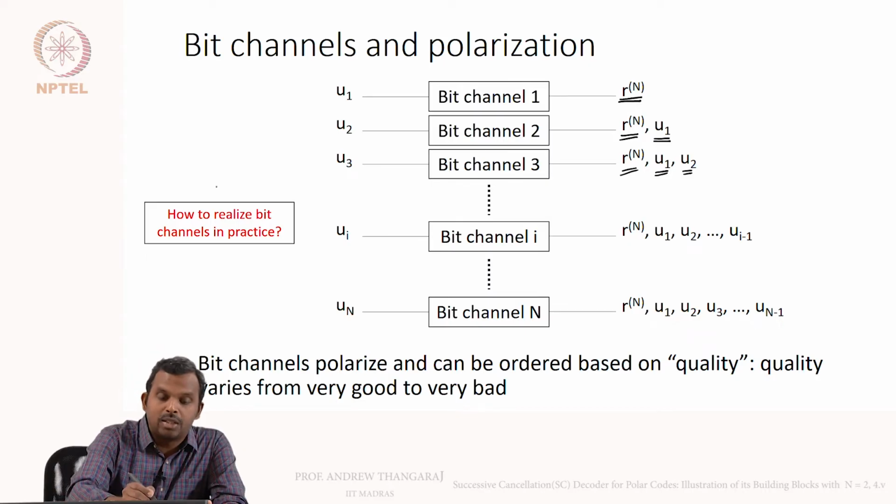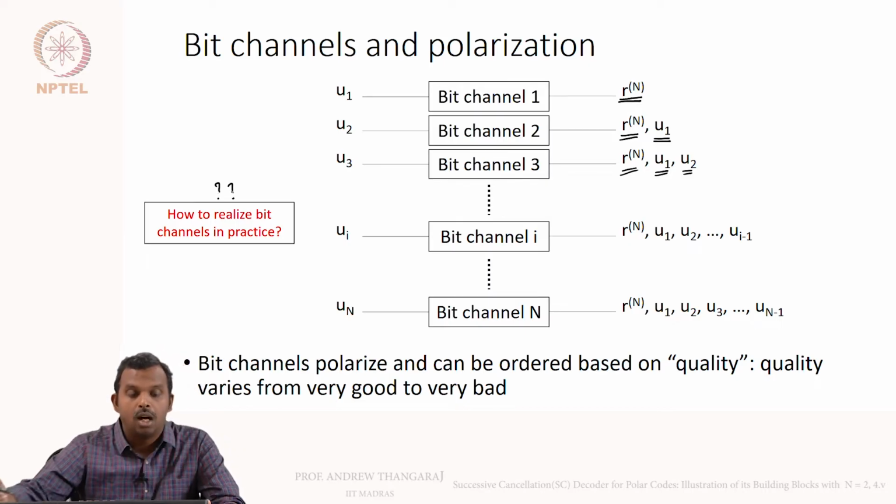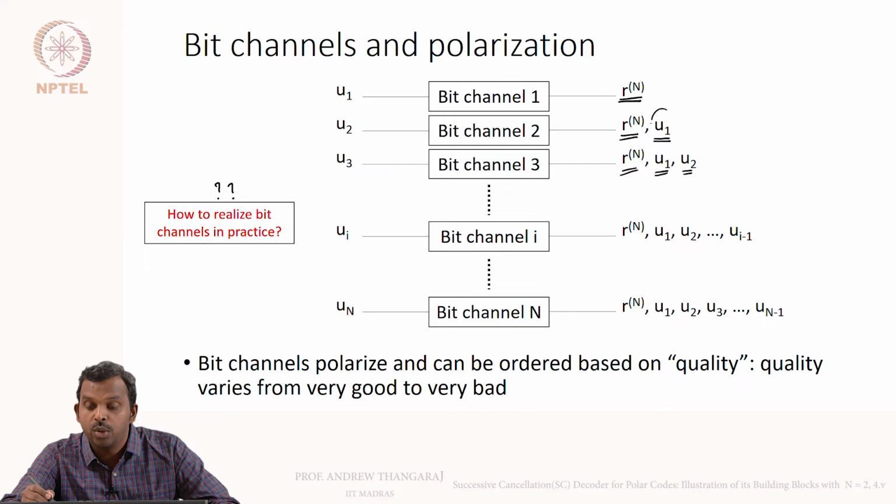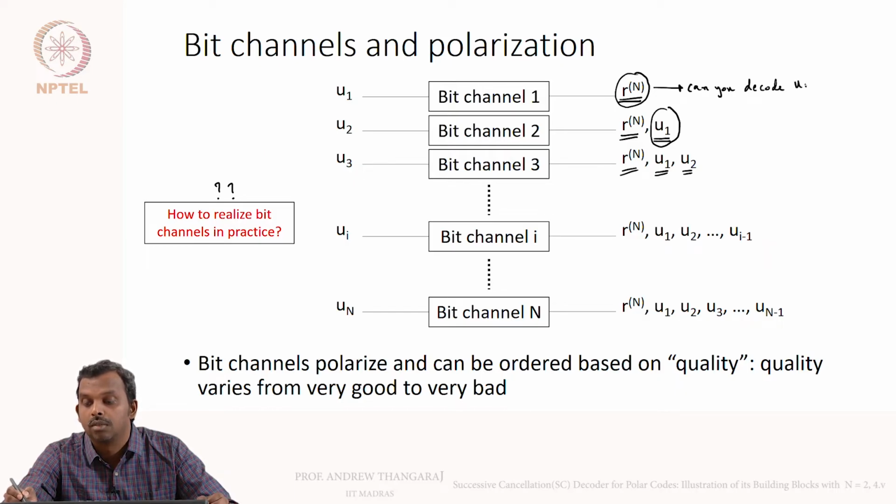Now the crucial question is what I have here. How to realize these bit channels in practice? How do you get u1 in practice? It's not too difficult to think about how you can come up with u1. You can't come up with the exact u1, that's obvious, but you can come up with an estimate for u1. Given Rn and given this first bit channel, can you estimate or decode u1, however possible you decode?